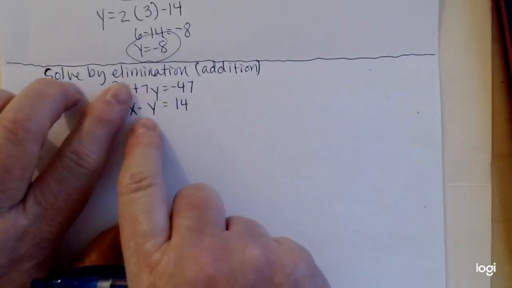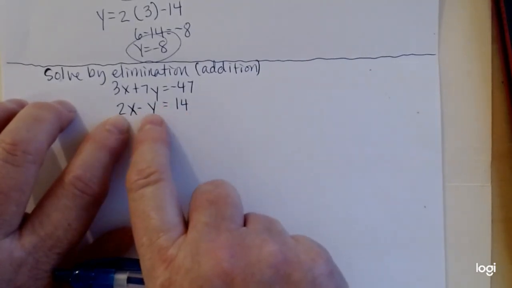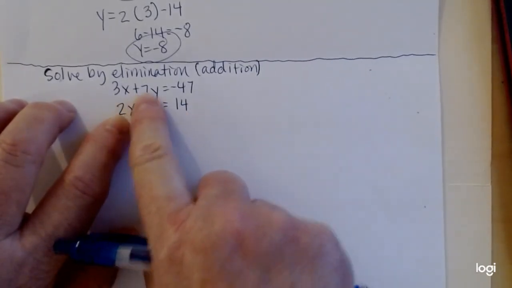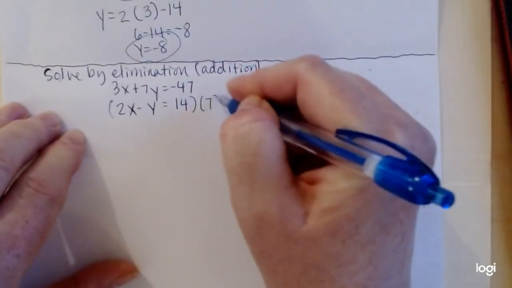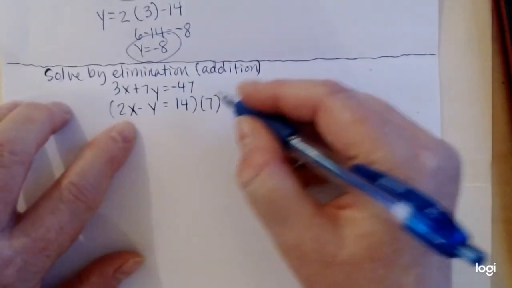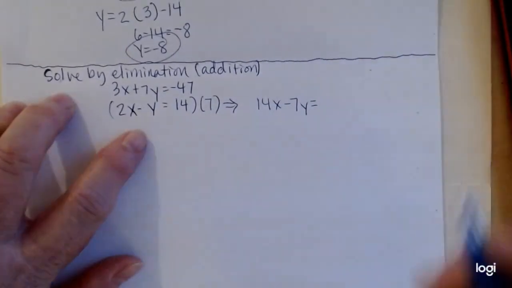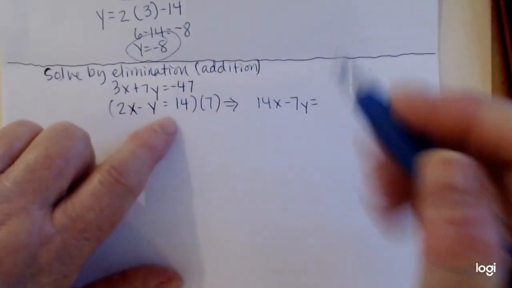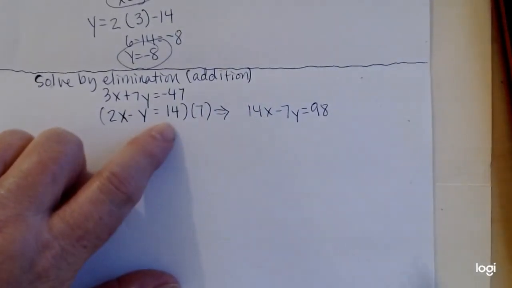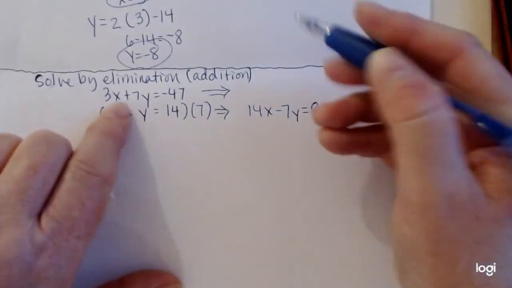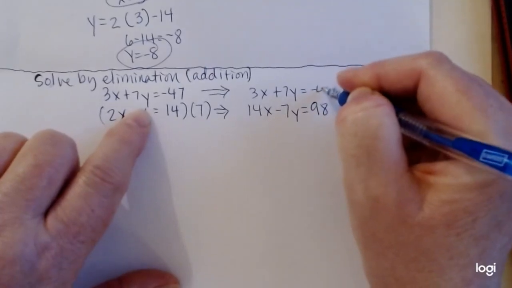Now this is a +7 and this is a -1. So if I multiply this second equation by a 7, I'll have a negative 7 here, and when I add it to this positive 7, the y's will drop out. So I'm going to multiply this times 7, and I'll get 14x minus 7y equals 7 times 14, which we had up there. It's 98. You see a lot of the same numbers because we're working with the same equations. And then this equation is 3x plus 7y equals negative 47.